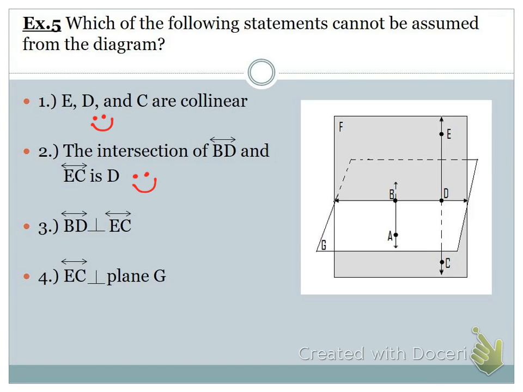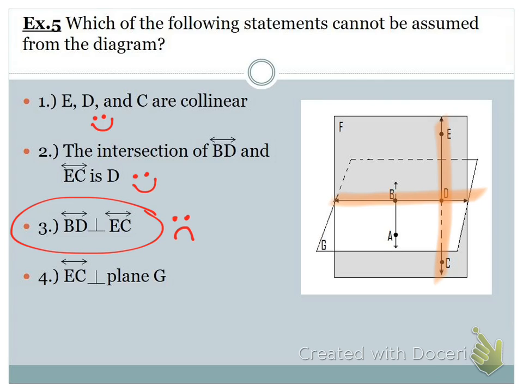Can we assume that lines BD and EC, those same two lines, are perpendicular? Yes. No. We don't know if that's a right angle. It might look like it. We might want it to be one. But did they tell us that that was a right angle? No, they did not. That could be 89.9 degrees. So this one we cannot assume. Cannot be assumed. Big frowny face. Can't assume that.